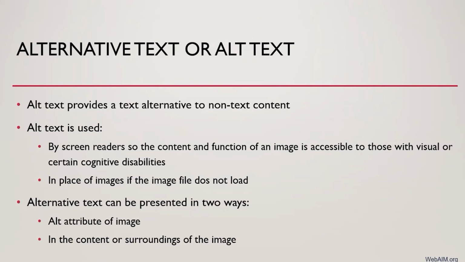Alternative text or alt text is designed to provide an alternative to non-text content. Alt text is used by screen readers so that content and function of an image is accessible to those with visual or certain cognitive disabilities in place of images when the files are not being downloaded or if internet connection does not allow for downloading. Alternative text can be presented in two ways. It can be in the alt text attribute of an image, or it can be in the content surrounding the image itself.